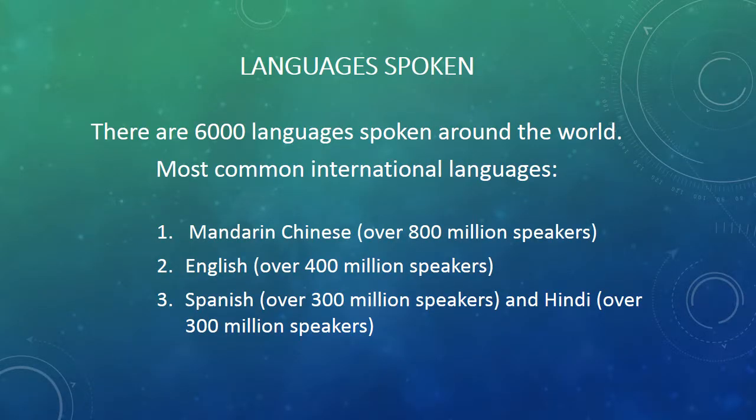So let's talk about language. There are approximately 6,000 languages spoken around the world. The three most common are, number one, Mandarin Chinese, with over 800 million speakers, keeping in mind that China has about 1.3 billion people living there. English, with over 400 million speakers, and Spanish, with 300 million, and Hindi, which is a language spoken in India, also with 300 million speakers. So our big languages tend to dominate countries with huge populations. India also has about 1.2 billion people. So you'll see that between the Chinese and the people from India, that's almost a third of the people on Earth.